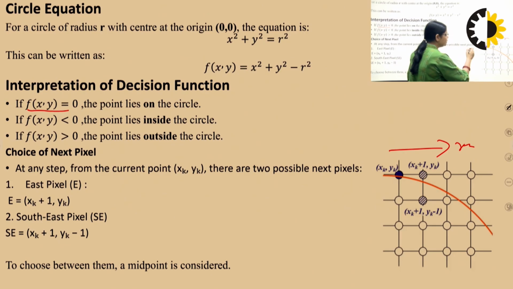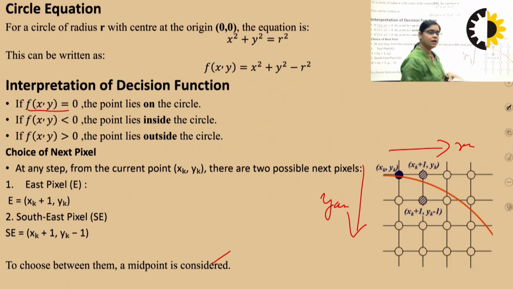Now, consider when we are going downward, that is the y-axis. Since the point is here, we have xk plus 1, because the point has been increased one step further. And since the y-axis is going in the downward direction, it is decreasing, which means yk minus 1.